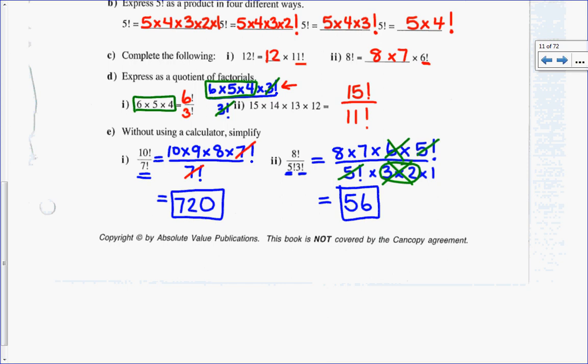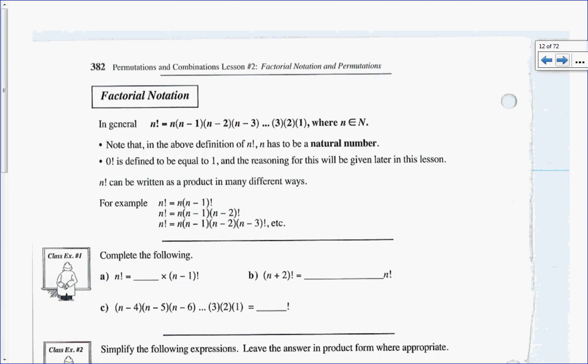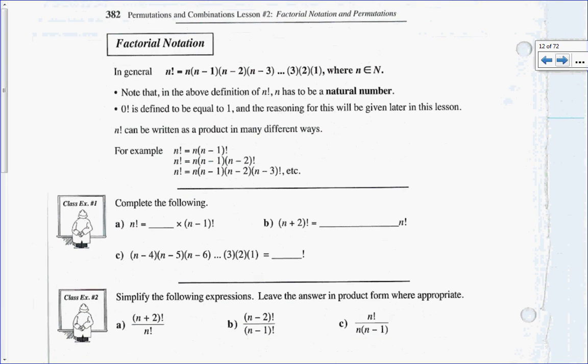Kind of cool how factorials work, isn't it? They're really fun once you get the hang of them. Okay, so in general, this is how factorial notation works.